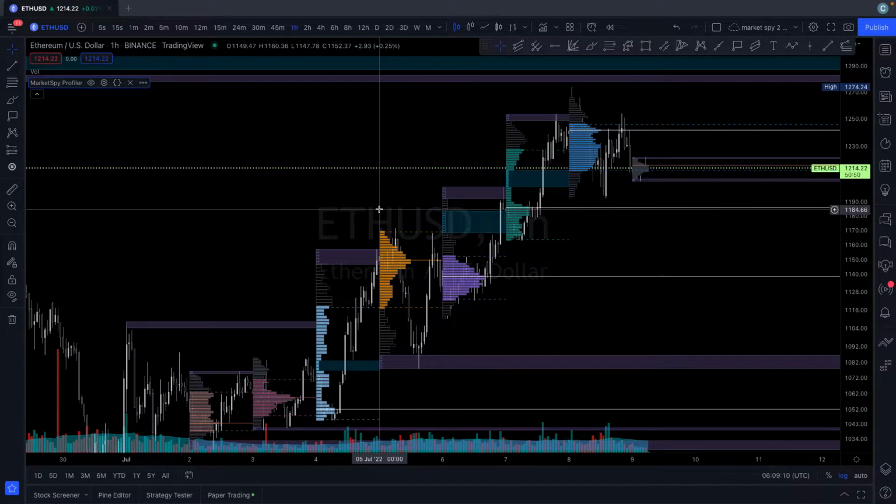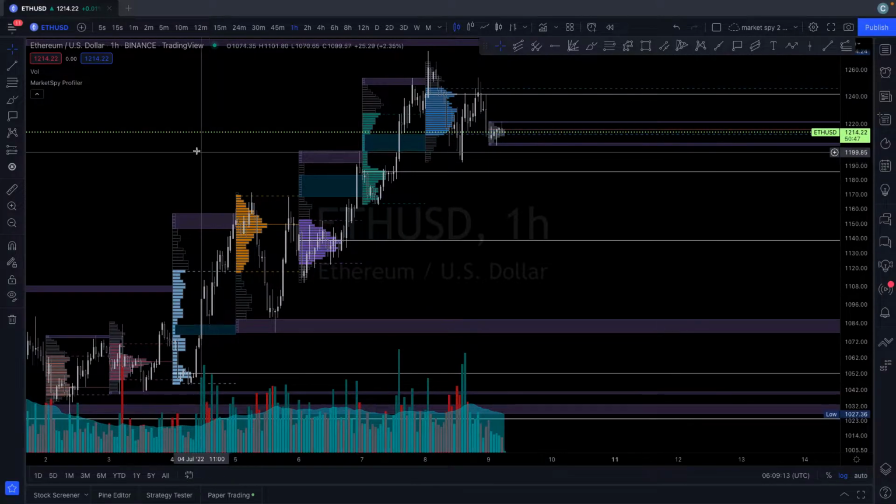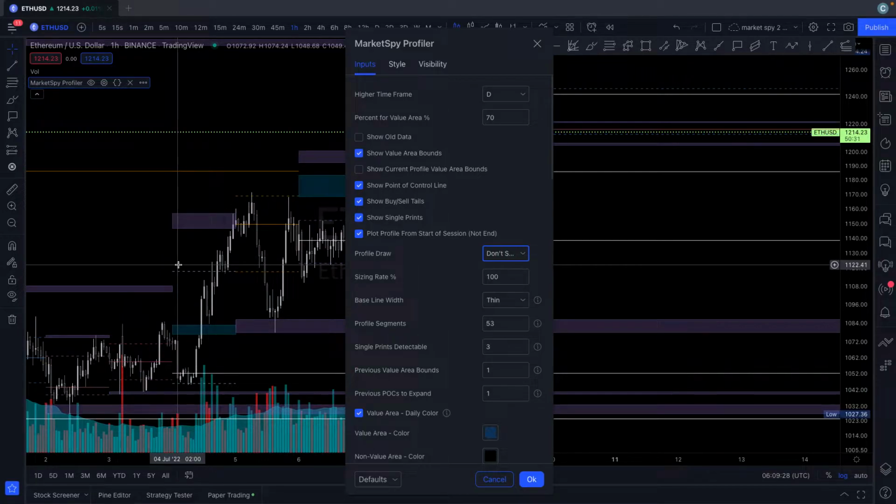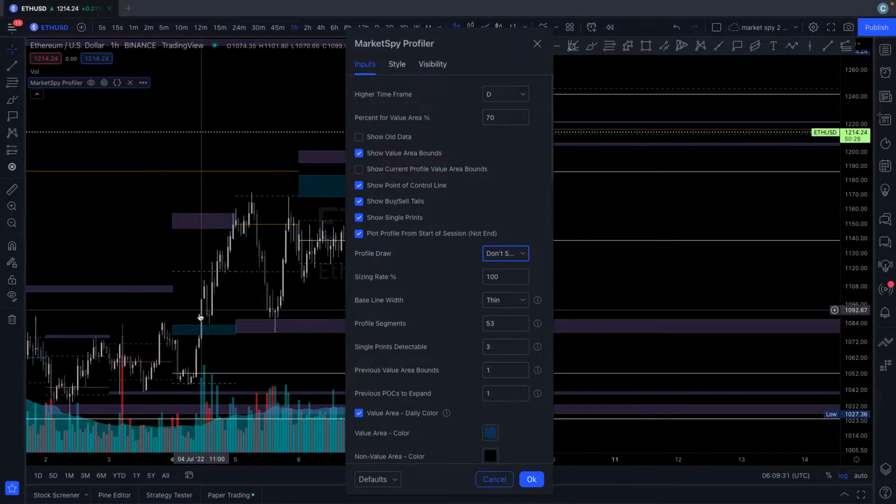And next we're going to talk about hunting levels. So one thing that I really like to do when I'm hunting levels is I'll come in here and I will go don't show value area. And as you're going to notice, the black part is going to get taken off and the value area. So the non-value area and the value area will completely be taken off. We can go down to our previous POCs to expand. We're going to turn that to 31, a full month worth of point of controls right at your fingertips.